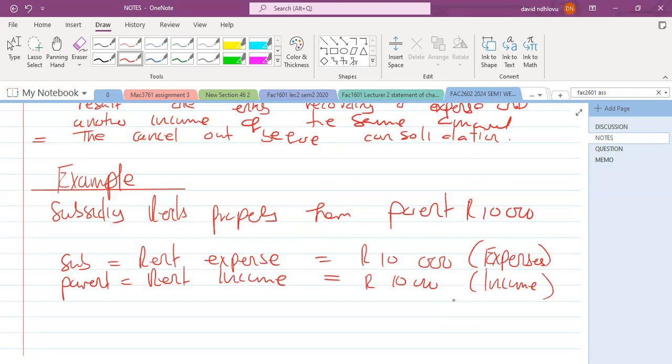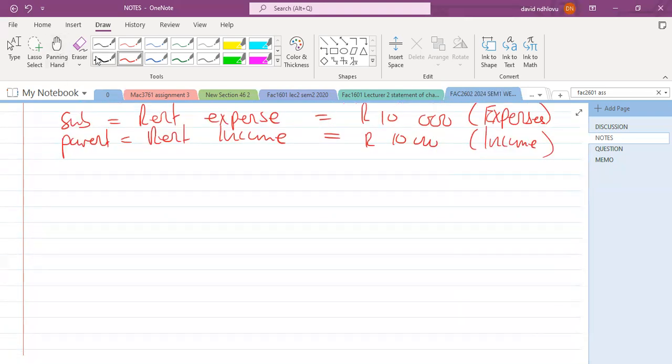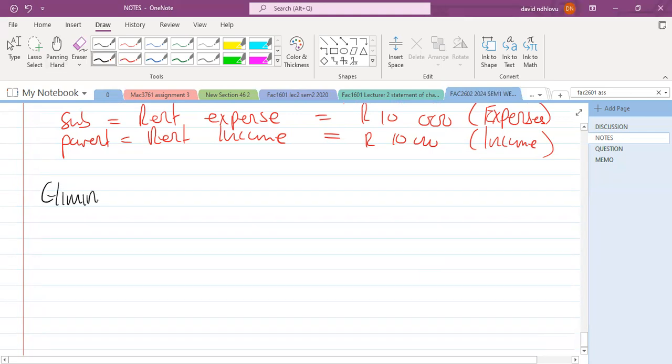But if the subsidiary pays its rent on time, then it's just an intercompany transaction only, and then you just need to eliminate it. We are saying at group level, we never rented any property to anyone, and we did not earn any rental income. So that's an example of an intercompany transaction. Then we eliminate unrealized profit.